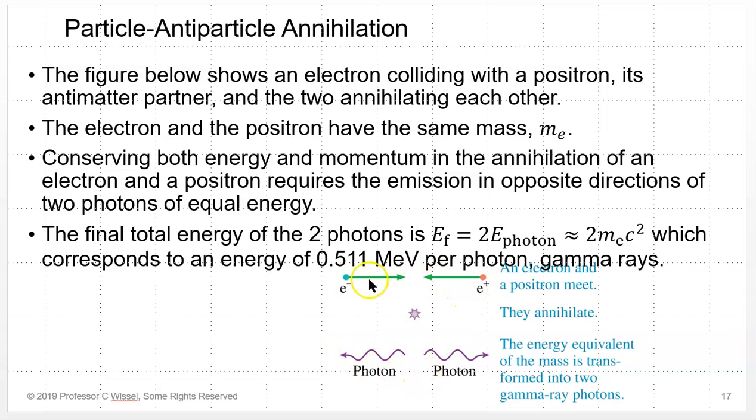Well, the initial momentum is zero, and momentum has to be conserved. So the only way you can get momentum to be conserved, remember, light has momentum, is to have two photons coming off in opposite directions, with a total energy that combines to make the mass energy of the two particles that have collided.